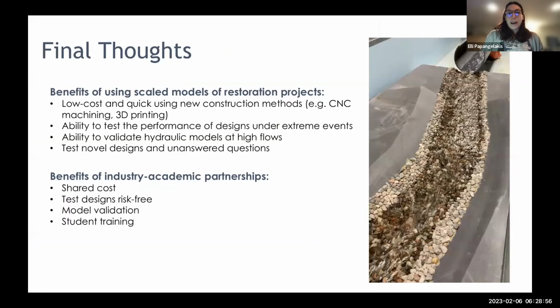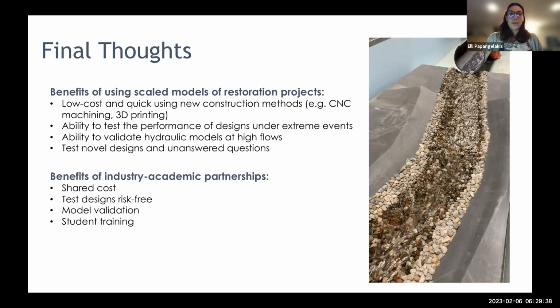So final thoughts to wrap up. Part of this project, I think, is a great case study for the benefits of using scaled models to study restoration projects. They're relatively low cost and quick. So within a few weeks, you can have a model up and running. You can test the performance of a design under extreme events before it's placed in the field. And it's a great way to validate some hydraulic models at those high flows. I know that it's hard to collect data, or we have less data at really extreme high flows. So it's a way to get more information to validate models.